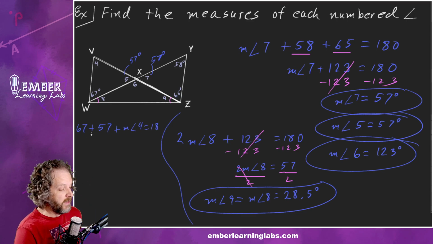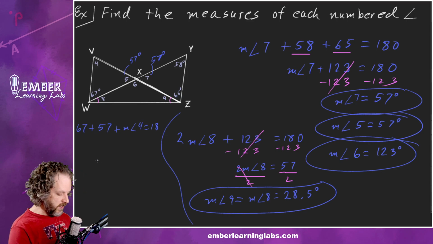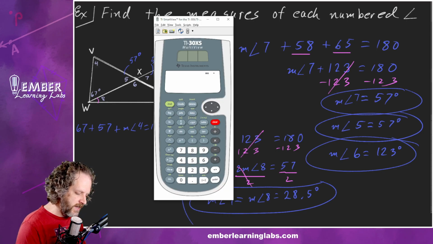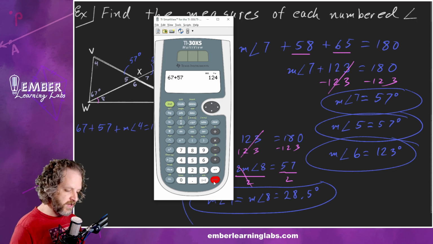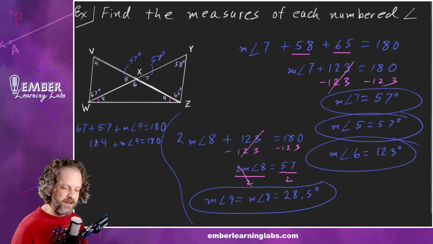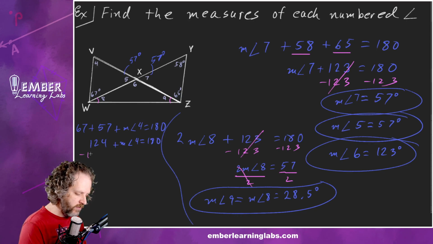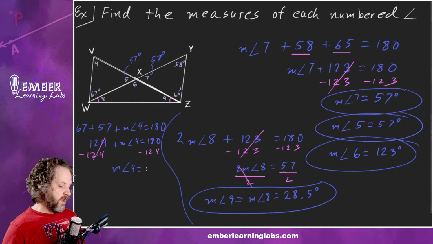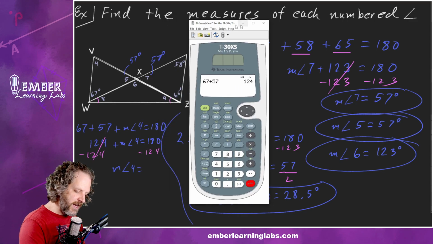67 plus 57 is 110 plus 14, 124. Let's sanity check that, right? Good idea. So 67 plus 57 equals 124, plus the measure of angle 4 equals 180. Subtract off that 124, minus 124, minus 124. So the measure of angle 4 equals 56, right? Let's double check, sanity check that.